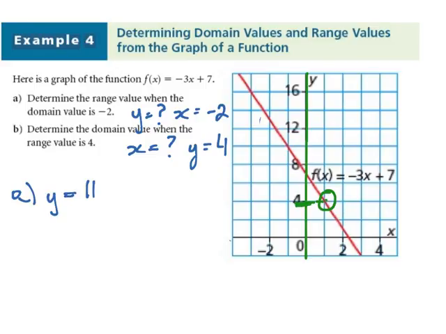So we need to find out what this x value is. So go down to the x-axis and find out that this is represented by x is equal to 1. So the domain value when the range value is 4, that means y is 4, x is equal to 1. And that is all for this lesson.